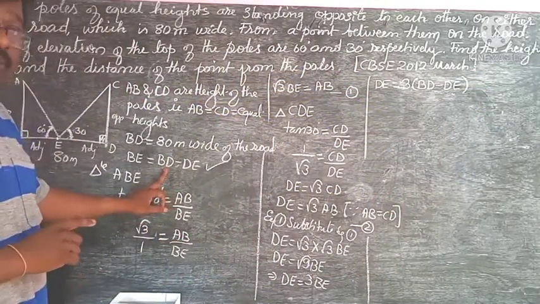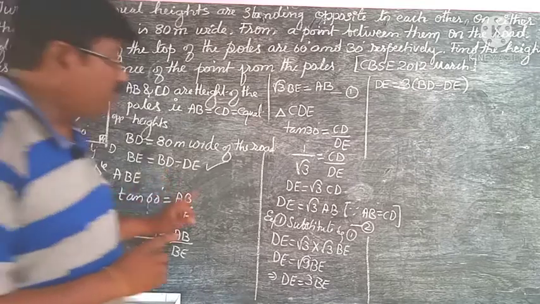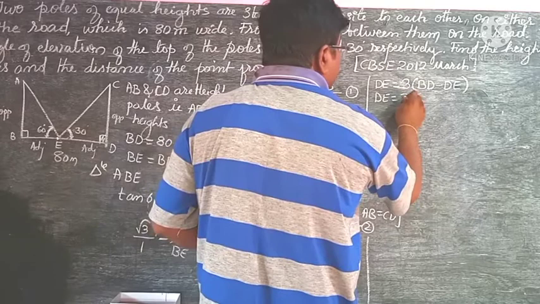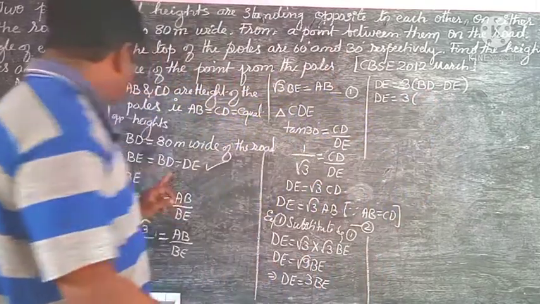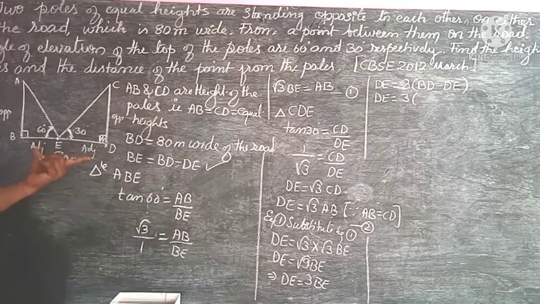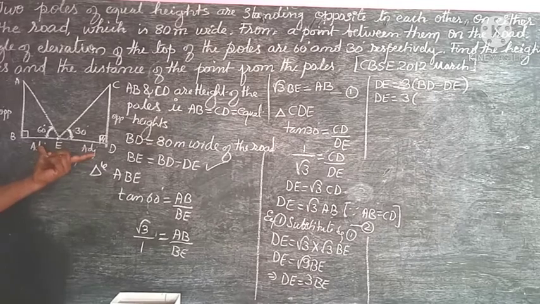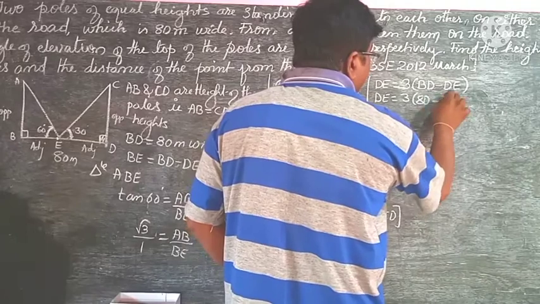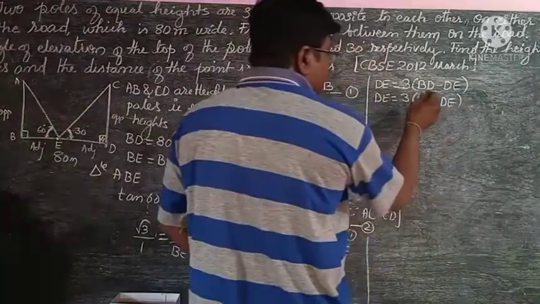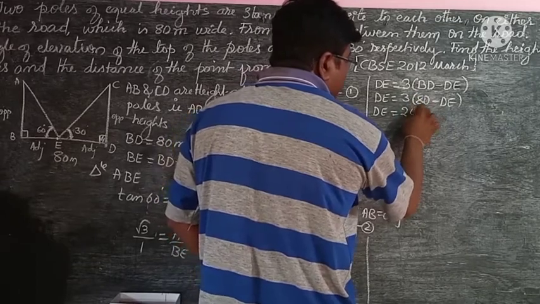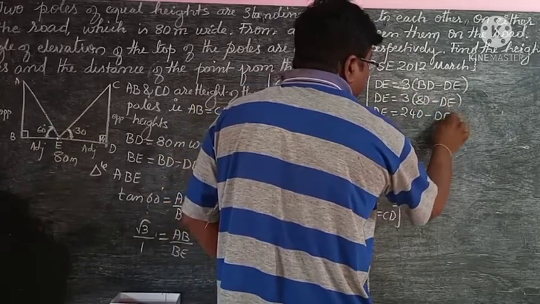BD minus D. So therefore DE is equal to 3 times of what is the BD value? The BD value is 80. That means the distance between the poles is 80 meters, the width of the road. Therefore we substitute here 80 minus DE. So multiplied, 3 eights are 24, 240 minus DE.